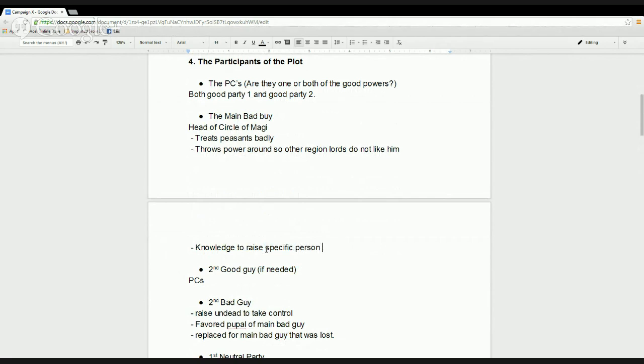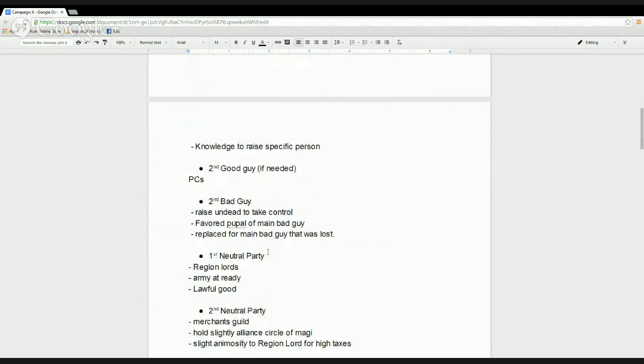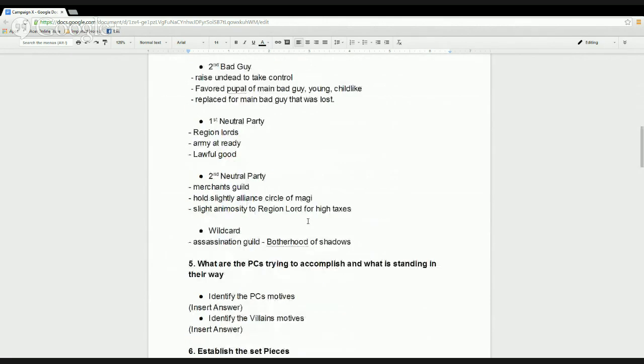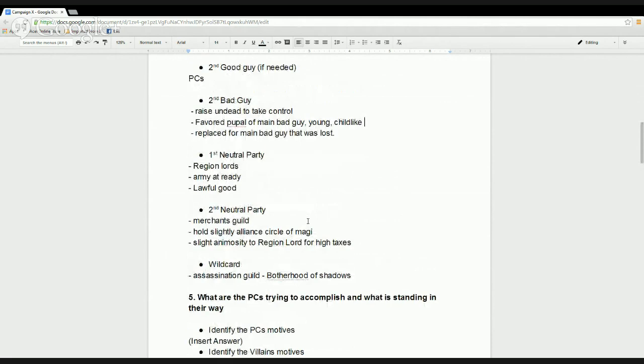Our second good guys, again, are the PCs. Second bad guys is this pupil of the main bad guy that has his own thing of wanting to raise an undead army, and he is this young guy, childlike. I'm not going to say Joffrey, but he is the magic user that is working to his own means. The first neutral party is the other region lord that has the army ready, that has the lawful good status, that will come down with a hammer, but at this point doesn't have the evidence yet.